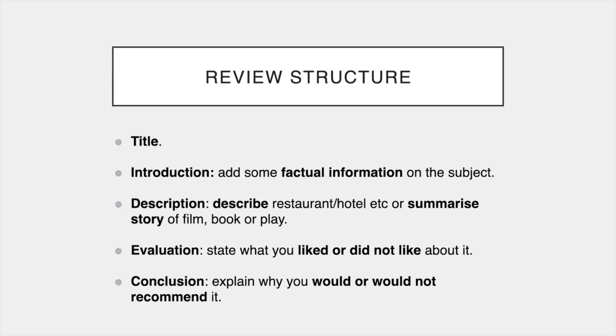The next paragraph is a description. Here you're going to describe the restaurant or hotel, etc., or summarize the story of a film, book, or play. The next paragraph is an evaluation. So here you're going to state what you liked or did not like about it. Much of the content of the text should be devoted to the writer's opinion rather than facts about the subject. And in the last paragraph, you'll write a conclusion. Here you will explain why you would or would not recommend it.